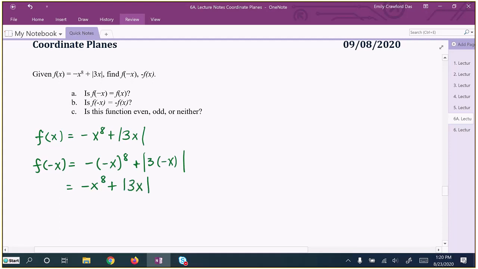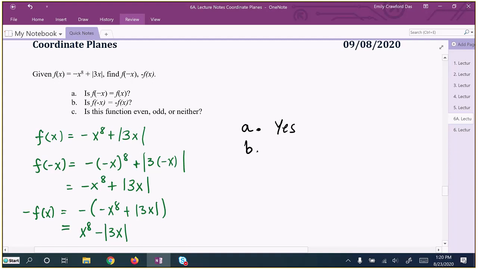I also need to find minus f of x. So minus f of x is just minus of minus x to the power 8 plus absolute value of 3x. If I distribute that minus, that becomes positive x to the power 8 and minus absolute value of 3x. Now, the question asks, A, is f of x equal to f of minus x? So I'm going to compare f of x, what we started with, to f of minus x, and it is equal.